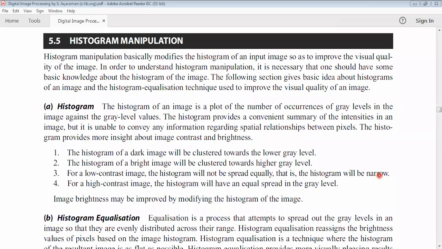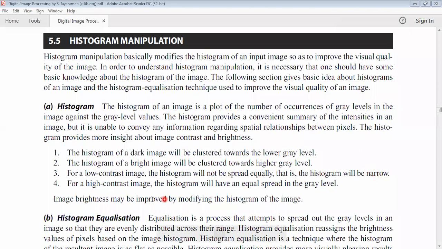So only a narrow range of pixel values is going to be present in that image. If you draw the histogram for that image, it is a very small region. Now if you draw the histogram for a high contrast image, it is equally distributed for the entire range of gray levels.